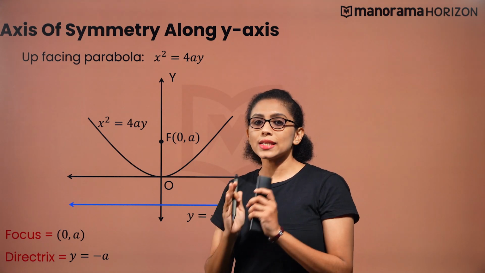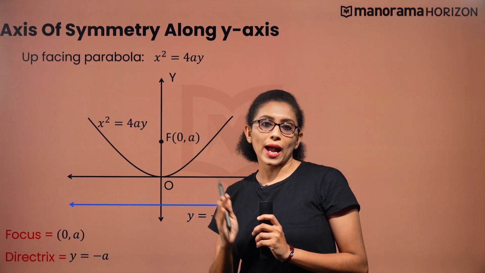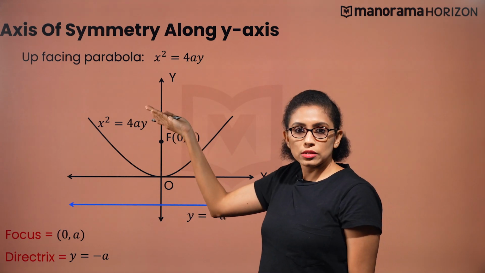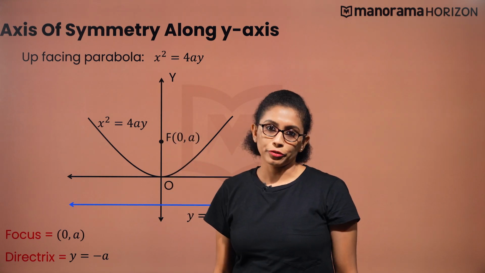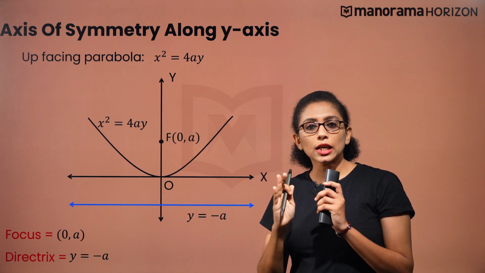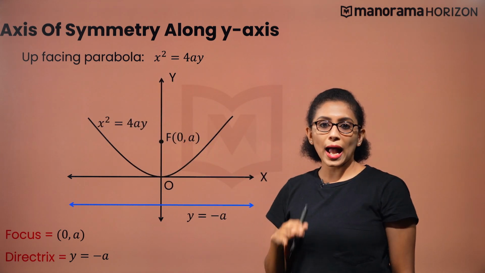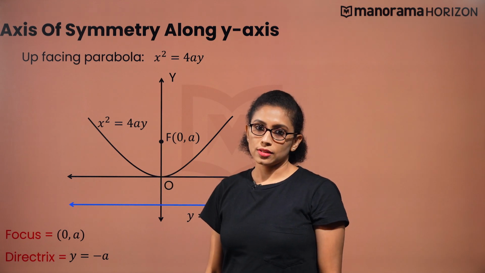Here the equation has an x² term, so the axis of symmetry will be along the y-axis. And the parabola opens upwards if the coefficient of y is positive. In this case, the curve extends to the first and the second quadrant. The axis of the parabola is the positive y-axis.